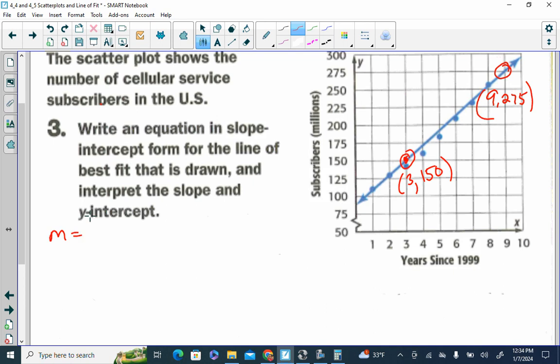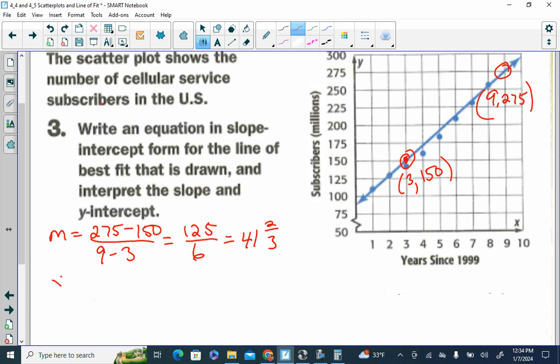Start by finding our slope. 275 minus 150 over 9 minus 3. That's going to be 125 over 6. I'm going to leave my slope as a fraction, but if you want to write it as a mixed number, it's okay. That's what? 41 and 2/3. Right? But I'm going to use my slope as the fraction when I do my equation.